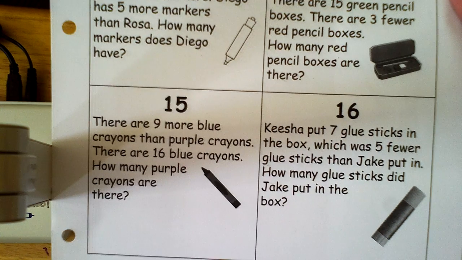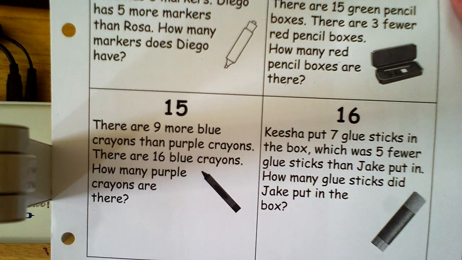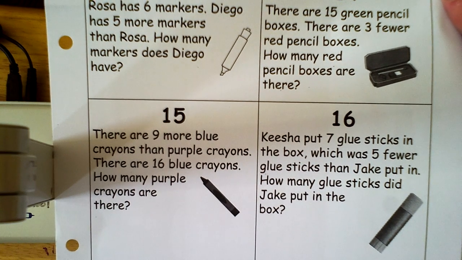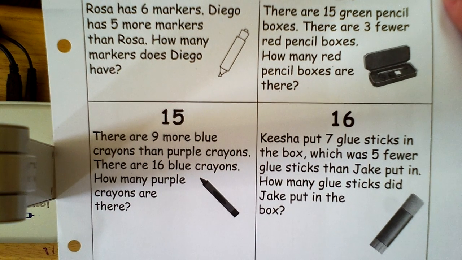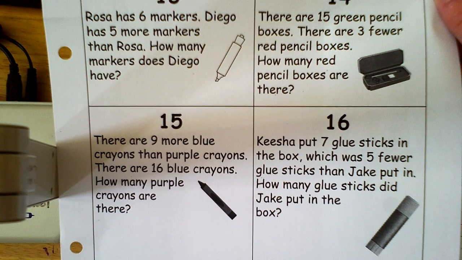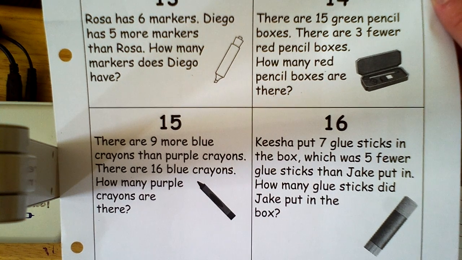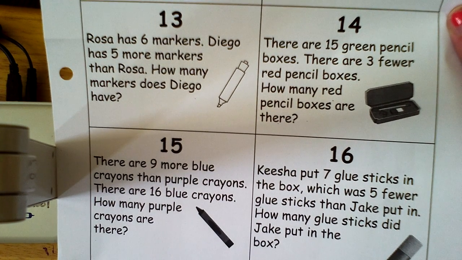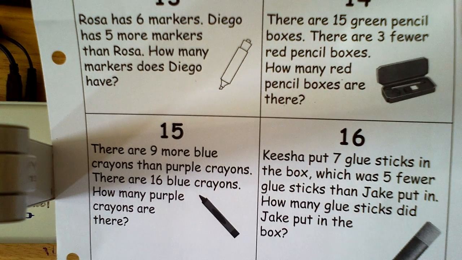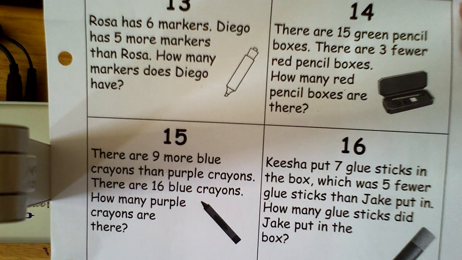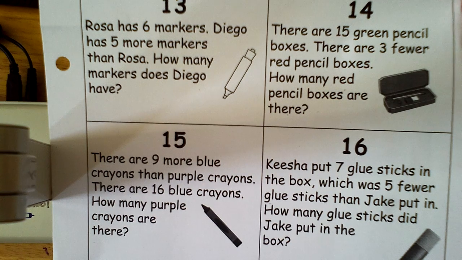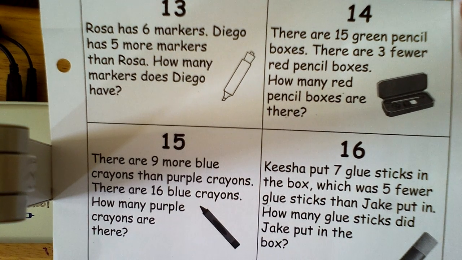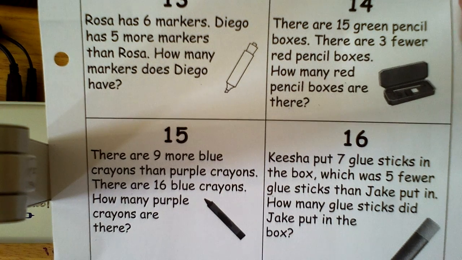And finally, question number 16 says, Keisha put 7 glue sticks in the box, which was fewer glue sticks than Jake put in the box. How many glue sticks did Jake put in the box? So what you're trying to figure out for those last 3 problems is how to set it up. Is it addition or subtraction? What's the story about? And what mathematical question is being asked with those units? What are the numbers? What are they counting? And what's the missing number that you're trying to solve for?